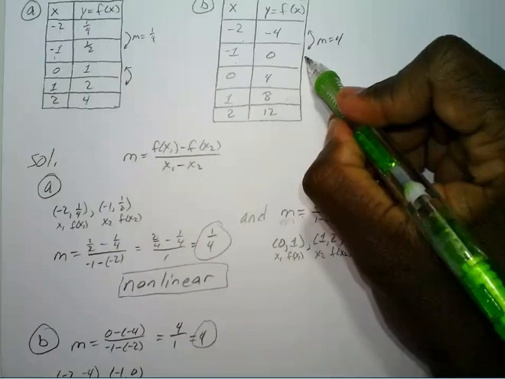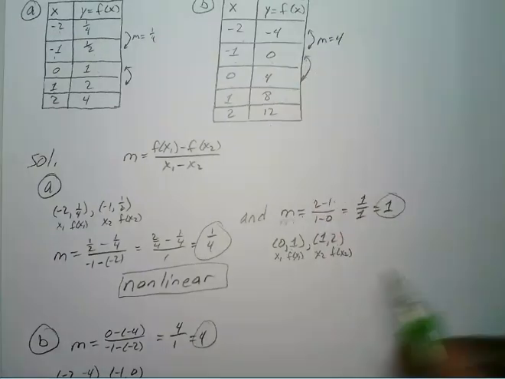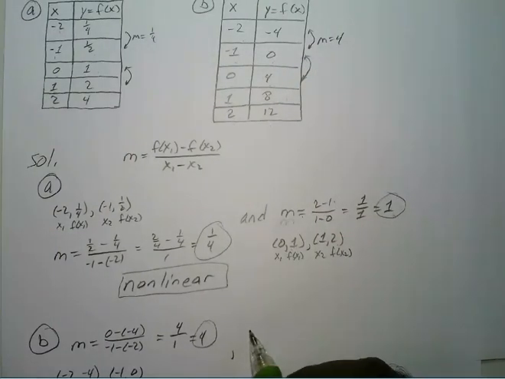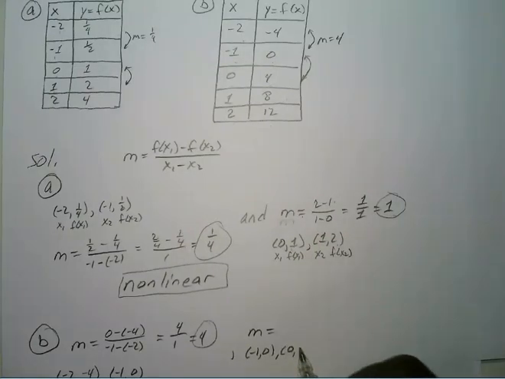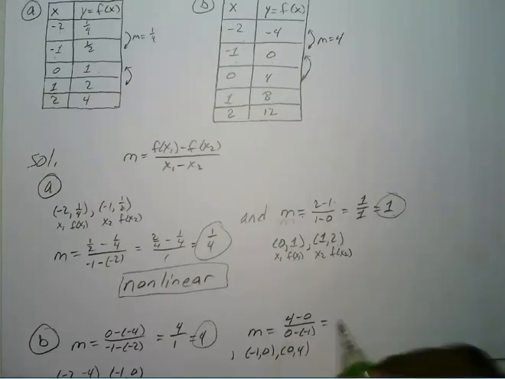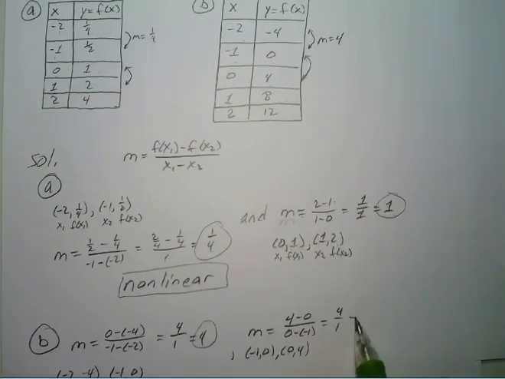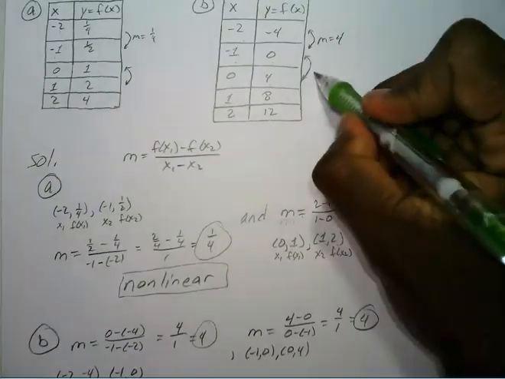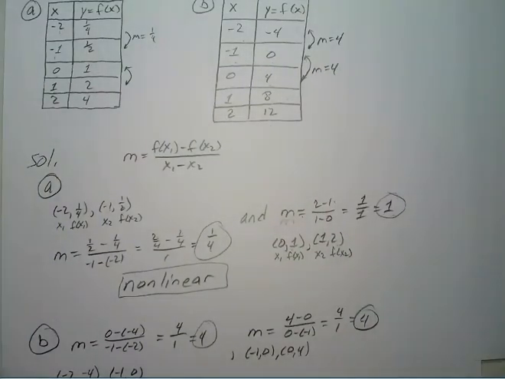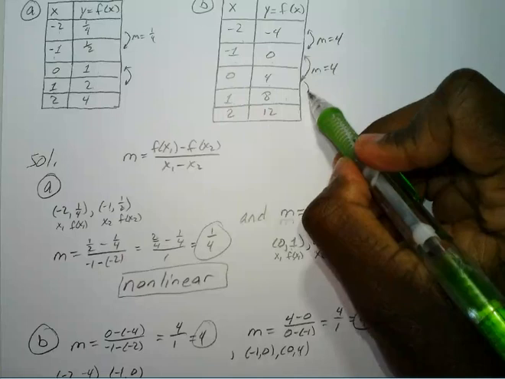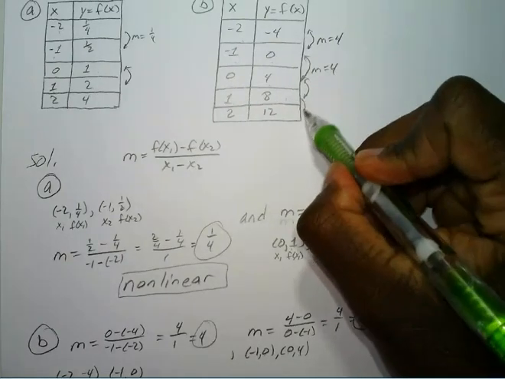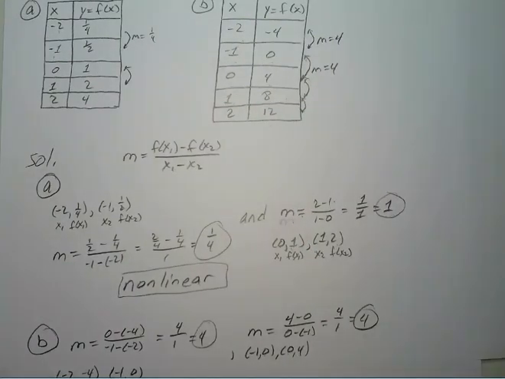Okay, so what if we go from -1, 0 to 0, 4? f of x2 minus f of x1, so 4 minus 0 over 0 minus -1. That gives you 4 over 1, which is again 4. You're going to get the same thing if you go from here to here, and from here to here. The slope will be 4 for all of them.